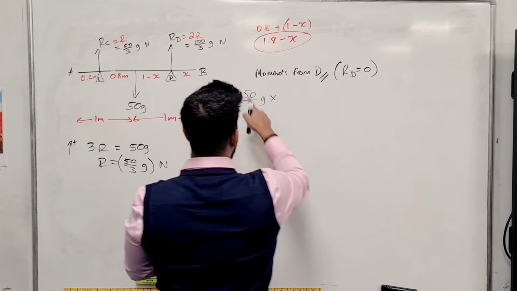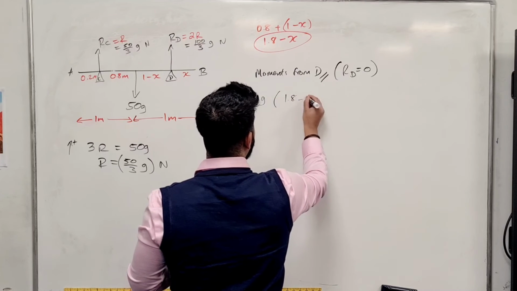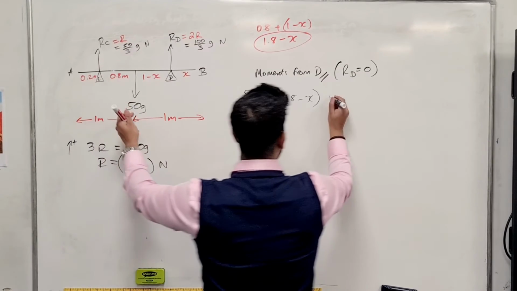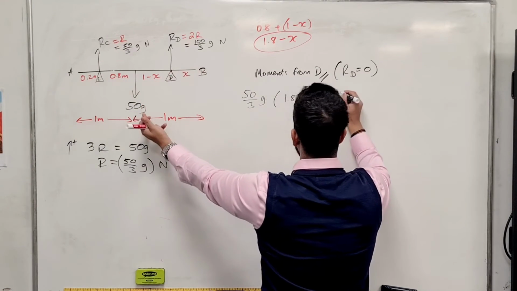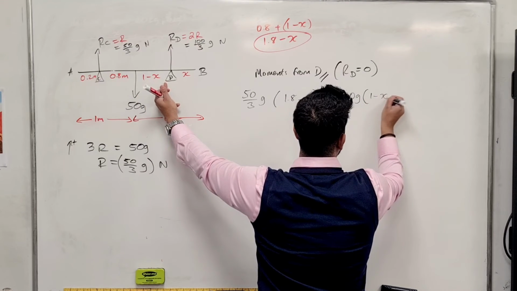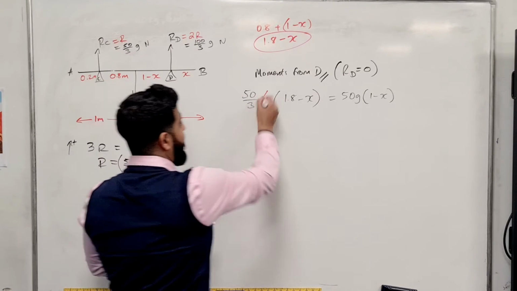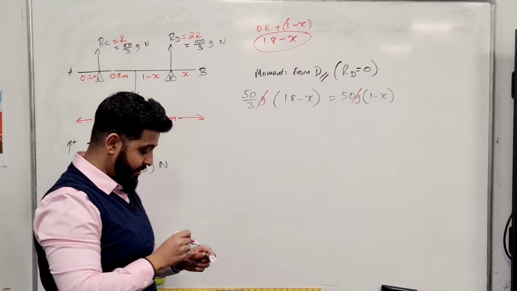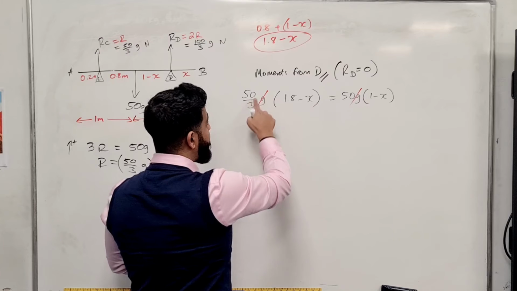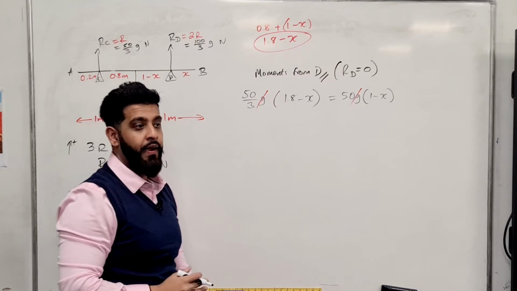So it's going to be 50g times 1.8 minus x. In fact, I should put this in a bracket. It's better there. And it's going to be equal to the anti-clockwise, which is 50g times 1 minus x. And I will just work that out. Now, like before, we can cancel out the g's, because we can divide by g, and then we have 50 over 3 times 1.8, and 50 over 3 times x. Work that out for me. And that side too, please.